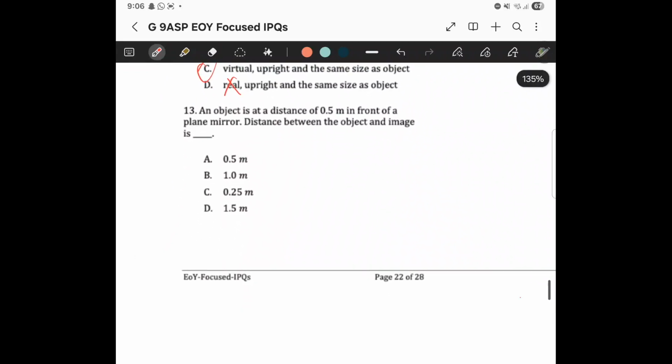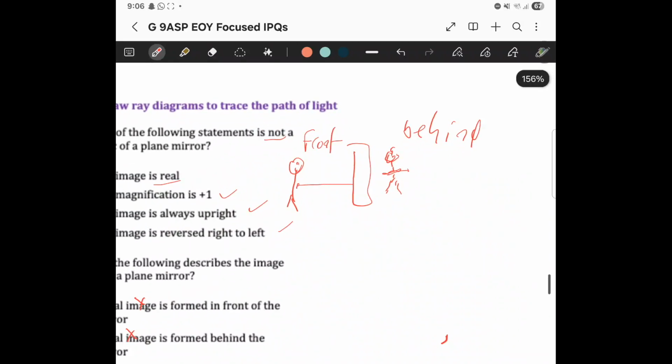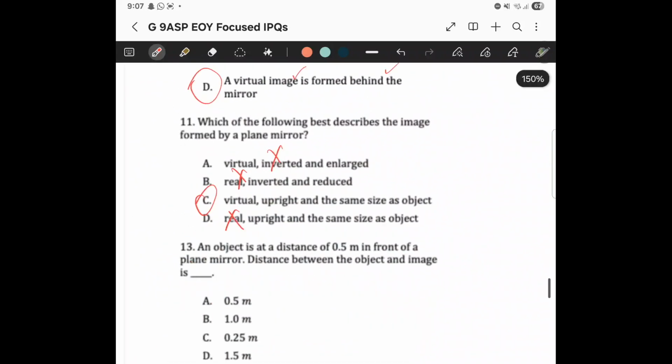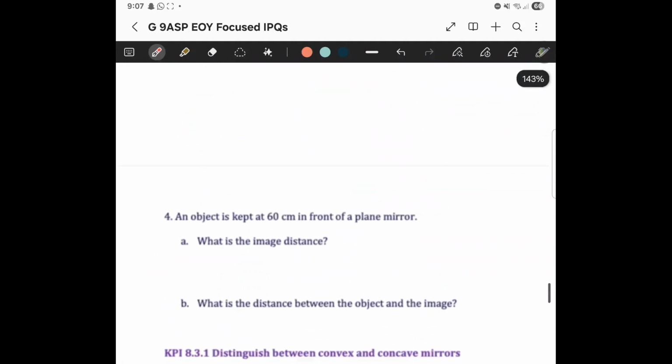So an object at a distance of 0.5 meters in front. What is the distance between the object and image? Okay, so basically here, between here to here is 0.5. What is the total distance? Well, if it's a mirror image, this should also be 0.5. The total distance will be 1 meter. Simple as that. So you just add them: 0.5 plus 0.5 gives you 1 meter. Okay. Let's see what else we got.